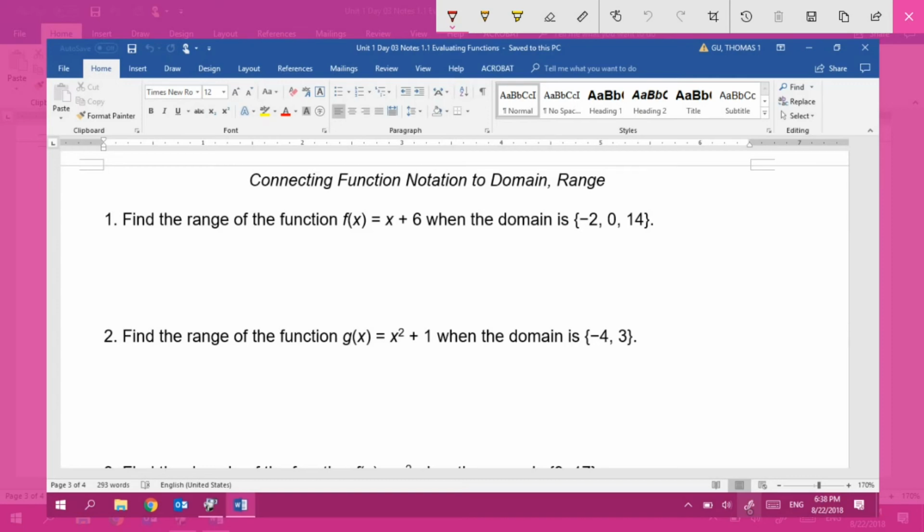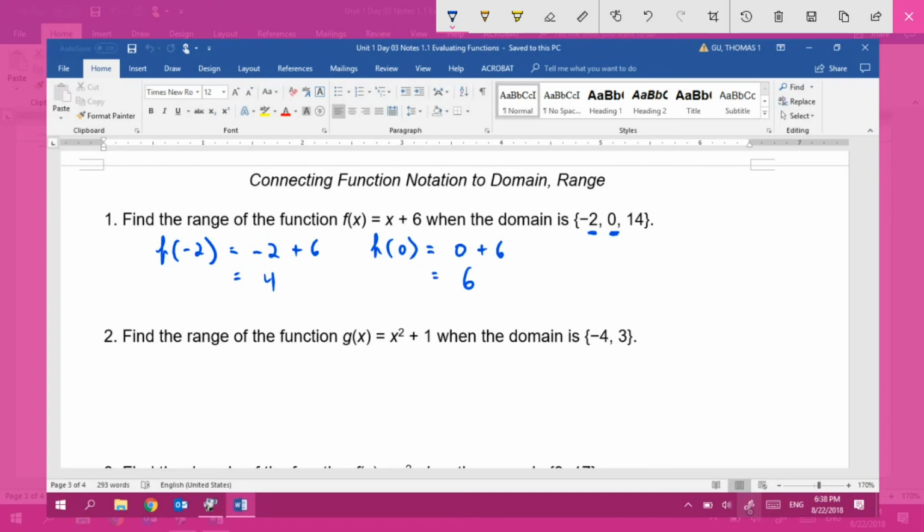So check this out. F of x, so let's do -2 first. So f of -2. Remember, the domain is the x value. So f of -2 equals -2 plus 6, because we're substituting this -2 into that x right there. All right, so -2 plus 6 equals +4. So next up, now we're going to take care of this 0. F of 0 equals 0 plus 6. What's 0 plus 6? That's going to equal 6.